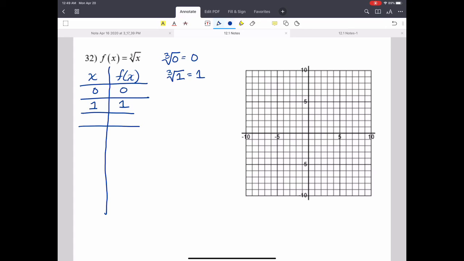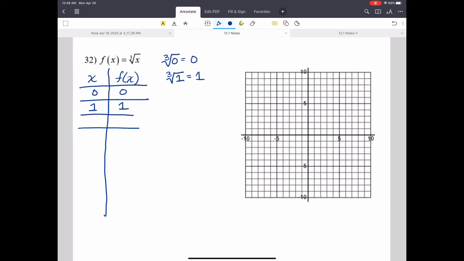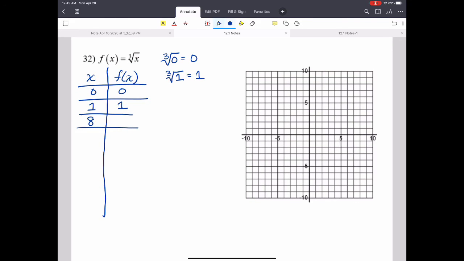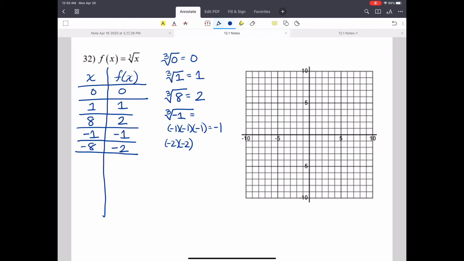All right, and for the next point, let's say we're going to use 8. I'm kind of cherry picking the numbers I'm using here because I'm using perfect cubes, but the cube root of 8 is 2. Now one thing that you're allowed to do is put negative numbers in there as well. The cube root of -1 is also going to be -1, because -1 times -1 times -1 equals -1. The cube root of -8 is going to be -2, because -2 times -2 is +4, and +4 times -2 is -8. So that works.